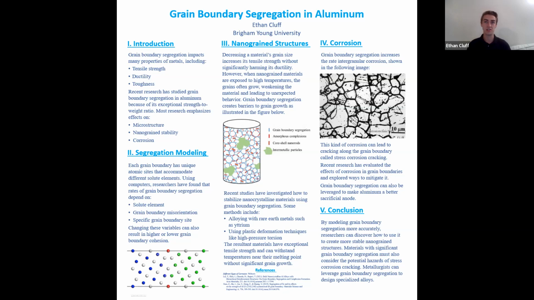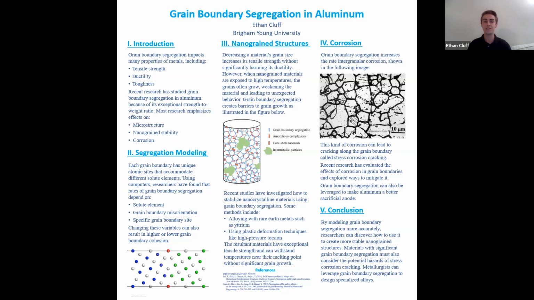Some materials, such as zinc and magnesium, when alloyed into aluminum, actually increase the brittleness of the grain boundary, whereas others, such as rare earth metals, have been found to increase its cohesion. These different effects can be leveraged in many different ways.